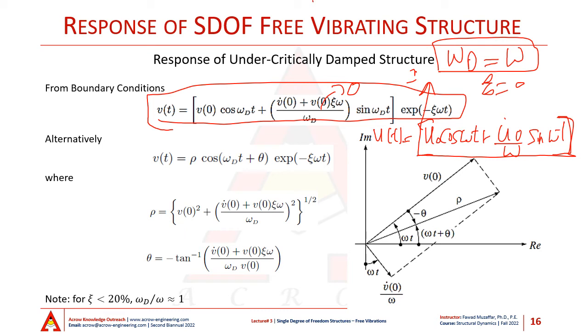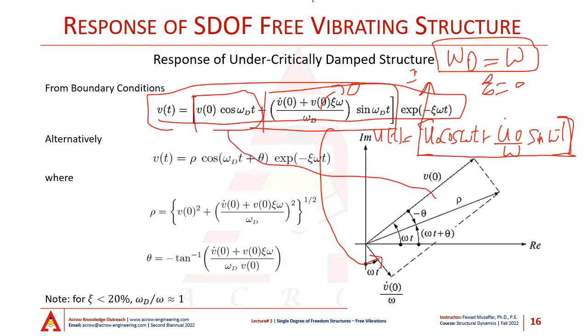And in the polar form, we note that the two terms in this equation, the first and the second term, are orthogonal to each other. So the second term, this term, is basically this vector, and the first term is basically this vector.